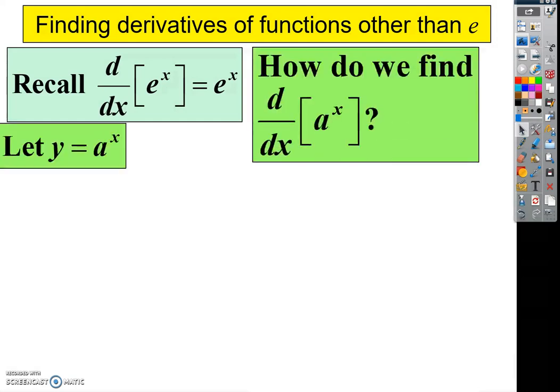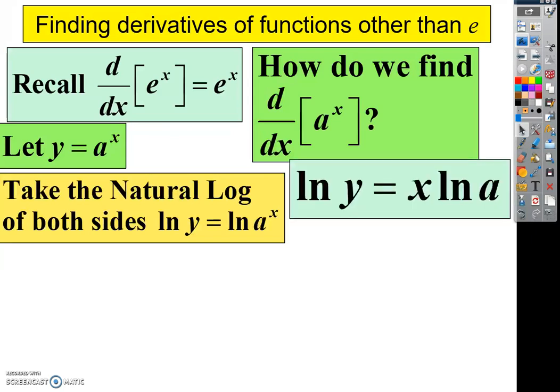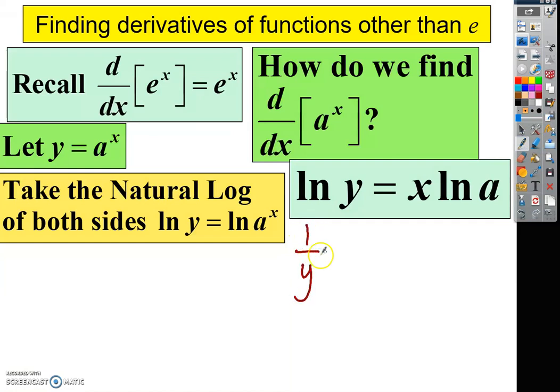We already know that the derivative of e to the x is e to the x. And so the question is, what is the derivative when the base is not e? So that's the question. We'll start with this. We use implicit differentiation. So we're going to have 1 over y times dy/dx equals x.